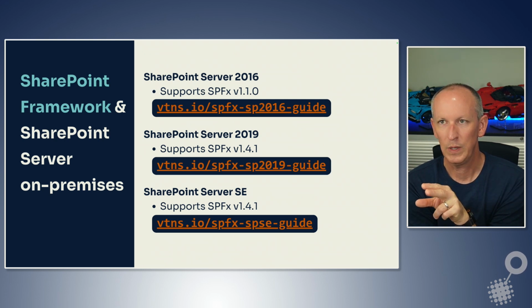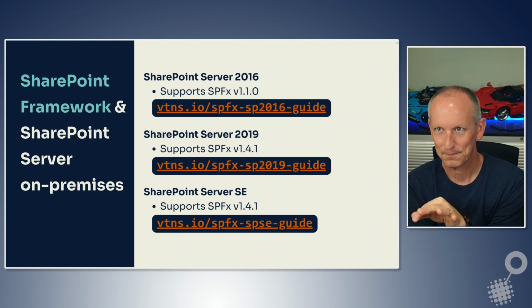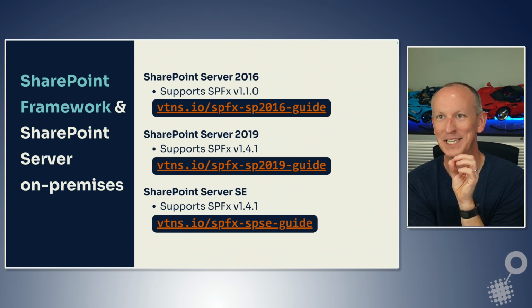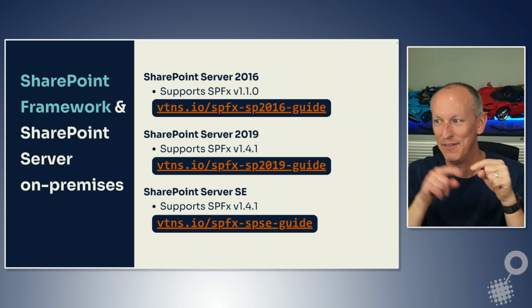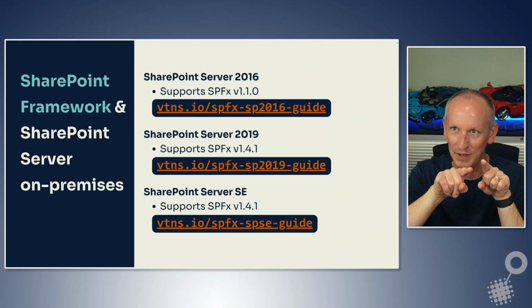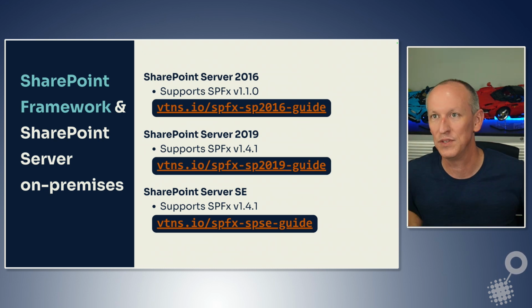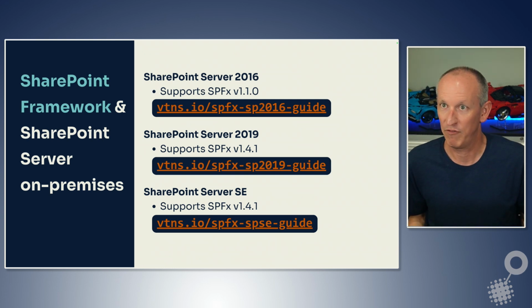For SharePoint Server 2019 and SharePoint Server Subscription Edition, they shipped with SharePoint Framework version 1.4.1. Now, SharePoint Server Subscription Edition's SharePoint Framework upgrade story is an absolute disaster. They took it from 1.4.1, went up to 1.5.1, and then dropped it back down to 1.5.0. And they did stuff that, frankly, was way outside the bounds of the support that the SharePoint Framework team allowed.